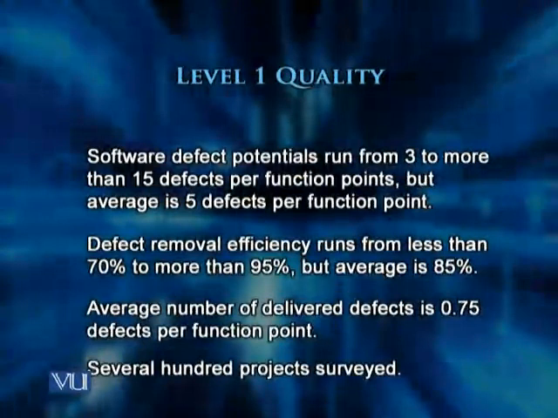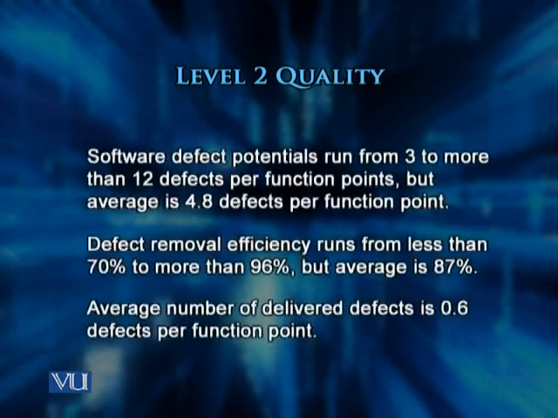So for example, if we consider quality of products at level 1, several hundred projects were surveyed, and the average number of delivered defects is 0.75 defect per function point, and the defect removal efficiency runs from less than 70% to higher number, but the average is 85%. When we talk about defect removal efficiency, we said that 85% is the minimum that a good quality software product should have. So if your organization is operating at level 1, it is barely touching the minimum requirements for high quality software in terms of defect removal.